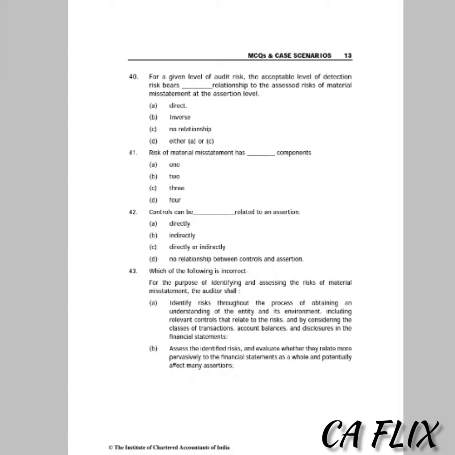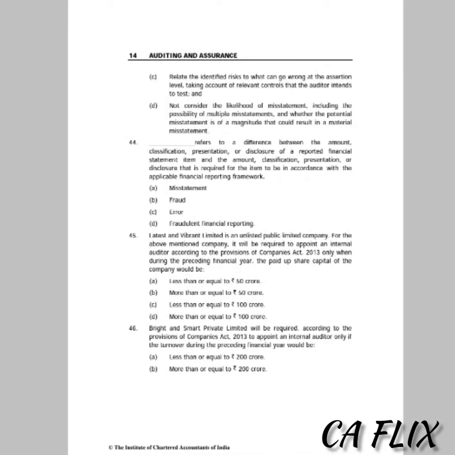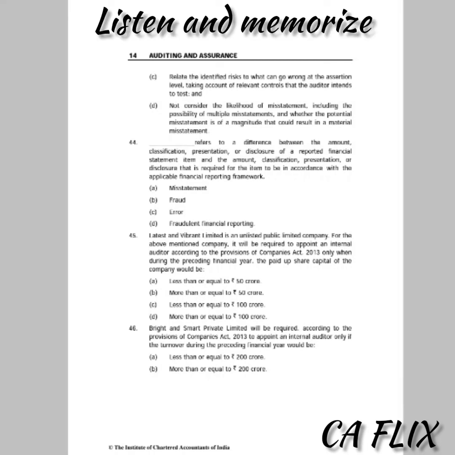Option B, assess the identified risk and evaluate whether they relate more pervasively to the financial statements as a whole and potentially affect many assertions. Option C, relate the identified risk to what can go wrong at the assertion level, taking account of relevant controls that the auditor intends to test. Option D, not consider the likelihood of misstatement, including the possibility of multiple misstatements and whether the potential misstatement is of a magnitude that could result in material misstatement.